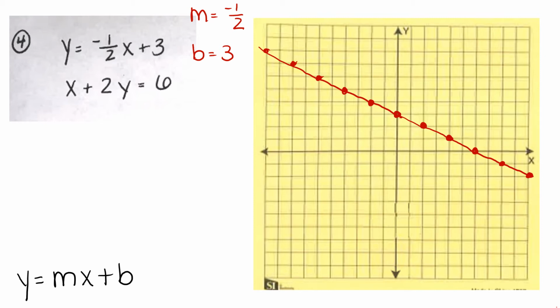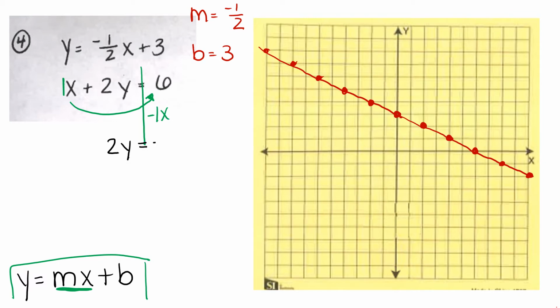Now for our second equation, we have x plus 2y equals 6. That equation is not in slope-intercept form. The y value needs to be by itself, the mx needs to be in the middle, and the plus b needs to be at the end. So we're going to rewrite this equation. We're going to take our 1x and move it to the middle, because the mx value goes in the middle. So when we move 1x, we do the opposite and it becomes a minus 1x. We have our 2y, we have our minus 1x, and we have our positive 6.